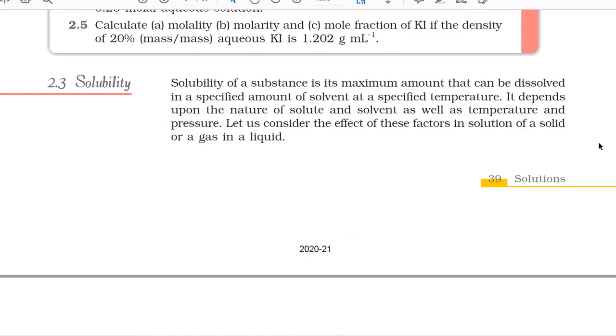2.3 Solubility. Solubility of a substance is its maximum amount that can be dissolved in a specified amount of solvent at a specified temperature. It depends upon the nature of solute and solvent as well as temperature and pressure. Let us consider the effect of these factors in solution of a solid or a gas in a liquid.